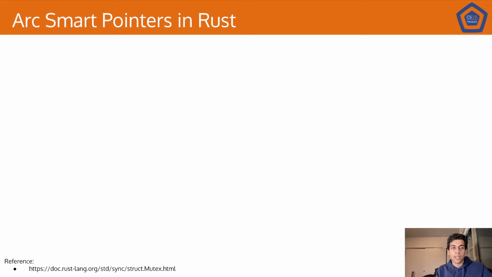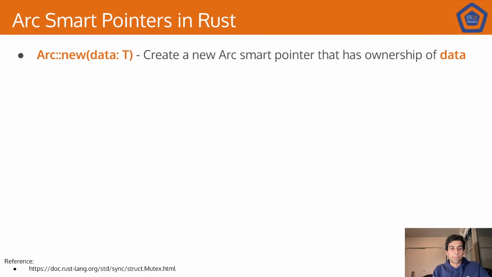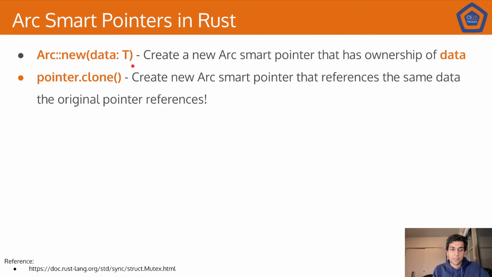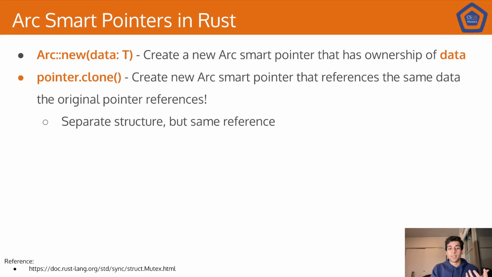Okay, so we talked about the Arc smart pointer. Here's how to use it. As with all smart pointers, you have Arc::new and then the data inside. When you want to create another smart pointer, so you have two that point to the same internal piece of data, you call clone on that. This is the advanced feature of Rust. When you call clone, you create a pointer, but you reference that same piece of data inside. This is the notion of a smart pointer. It's smart about what it does, and it allows you to be tricky. When you clone your Arc, you create a separate structure, but they reference the same piece of data.